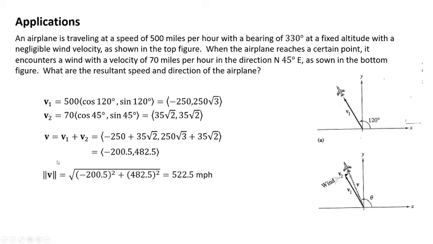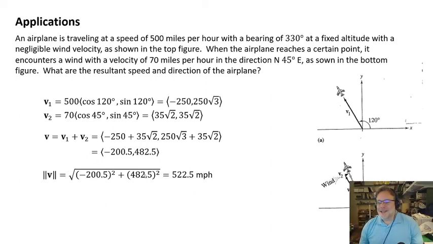We can calculate what its magnitude is now in the same way as before. 200.5 squared, 482.5 squared, add them together, take the square root. We get 522.5 miles per hour. So that's interesting because the engines are only pushing the airplane at 500 miles per hour. So apparently this wind is providing enough of a push that it's actually increasing the speed of the aircraft relative to the ground by another 22.5 miles per hour.